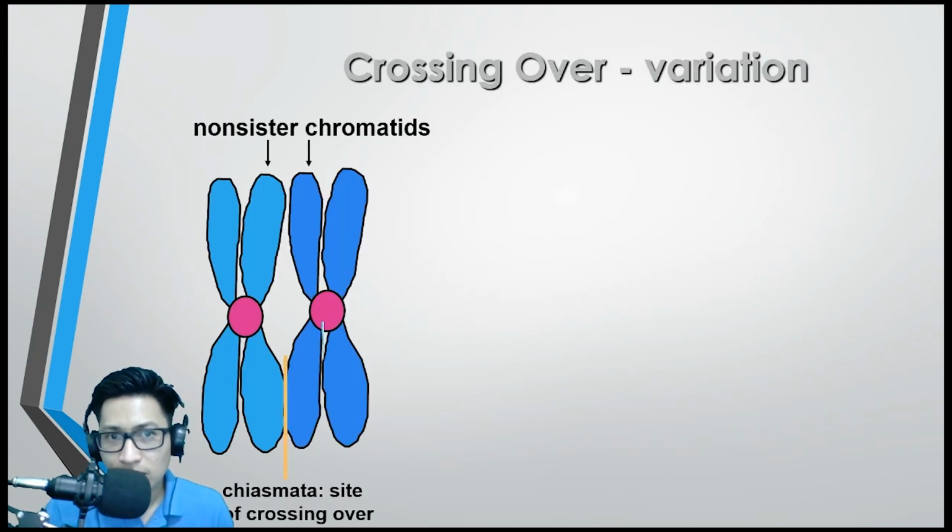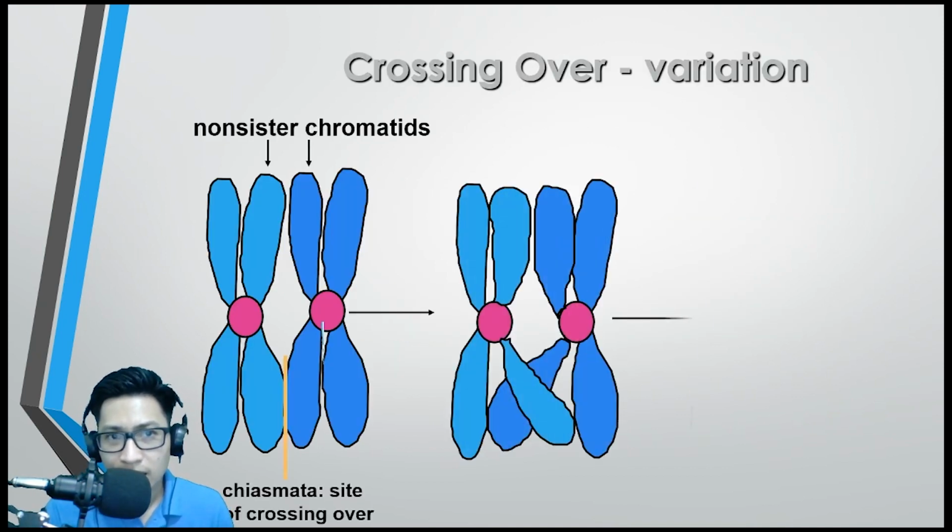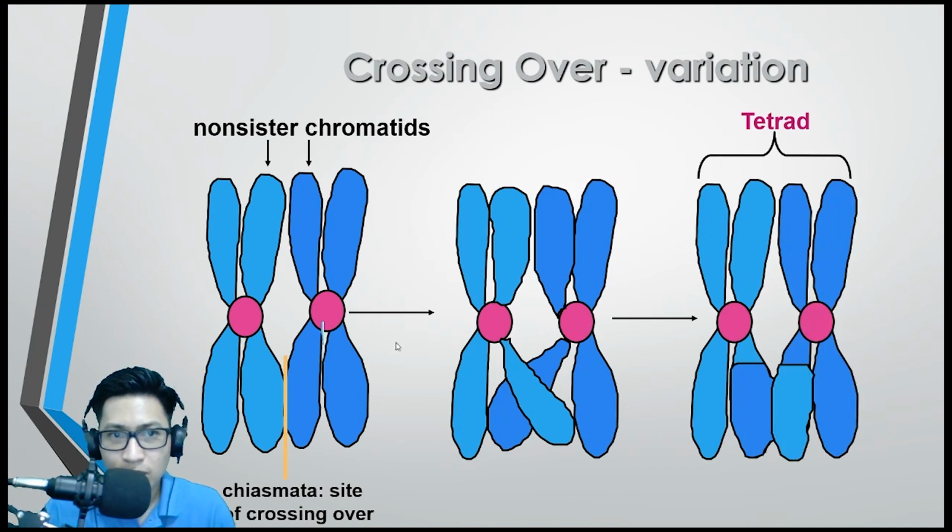Let's talk about the crossing over. This is our example of crossing over. The first one, this will be the non-sister chromatid. This is the non-sister chromatid and another non-sister chromatid. These are the sister chromatids. Yung dalawang chromatids na didikit ng centromere. Okay? Non-sister chromatids are two chromatids that are not attached with the same centromere.